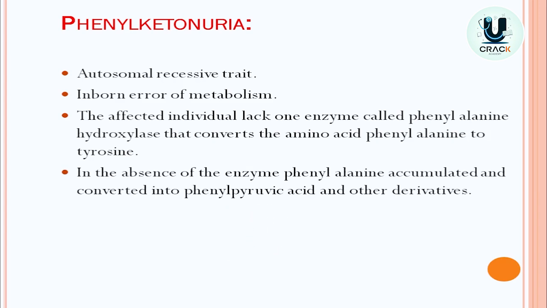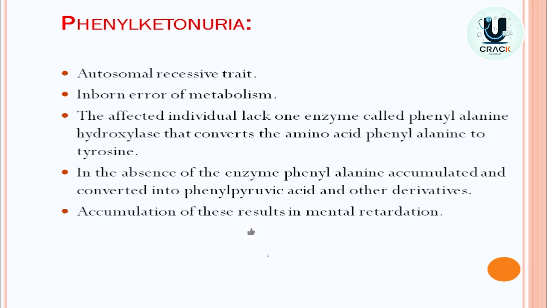In the absence of the enzyme, phenylalanine will accumulate and will also be converted into phenylpyruvic acid and other derivatives. Accumulation of these results in mental retardation. These derivatives are excreted through the kidney.